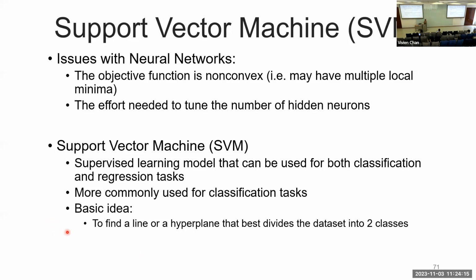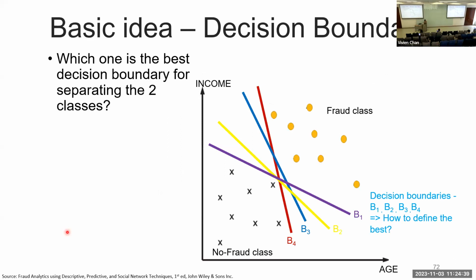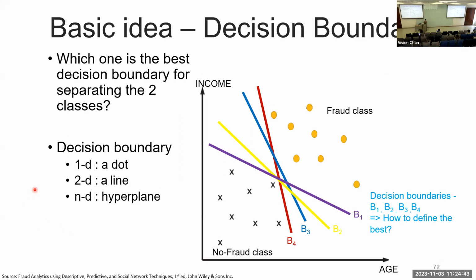The basic idea of support vector machine is to find a hyperplane, or what we call the decision boundary, to separate the data points into different classes. Say, for example, you got 2 classes here, the fraud class here, the non-fraud class here. The decision boundary in a 2-dimensional space is a straight line. If it is a 1-dimensional space, the decision boundary is a dot. If it is an n-dimensional space, we will call it a hyperplane.